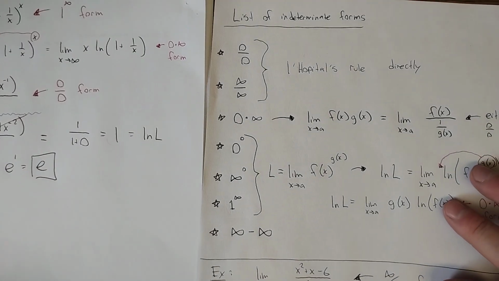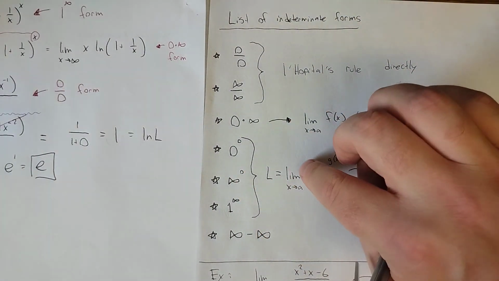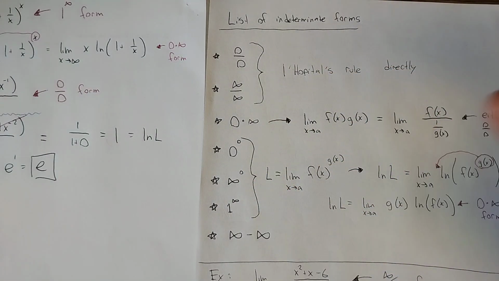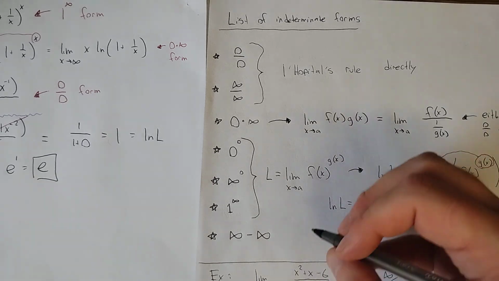Anyway, so going back to the big list, I didn't do infinity to the 0, but that's just like the others. It's the same natural log L trick, which leaves this last one. So this last one, it's hard to give advice for. They're all different.